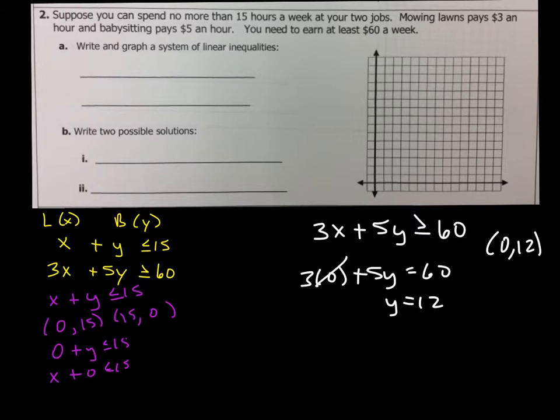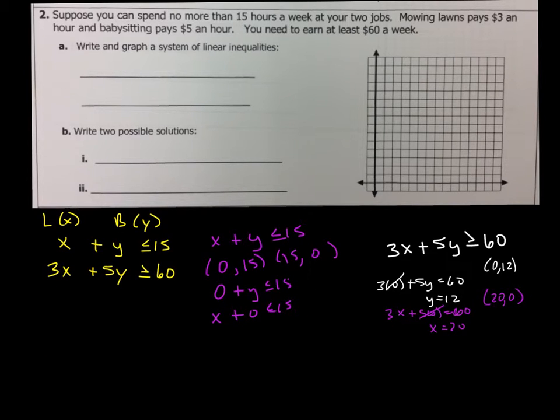If I do the same thing for the other one, if I plug in 0 for y, I get 3x plus 5 times 0 equals 60. So that's gone. So 3 times 20 is equal to 60. Therefore, x is equal to 20. Therefore, my x-intercept is 20, 0. Now, I'm going to plot all 4 of these points. I'm going to plot these 2 points, and then I'm going to plot these 2 points.